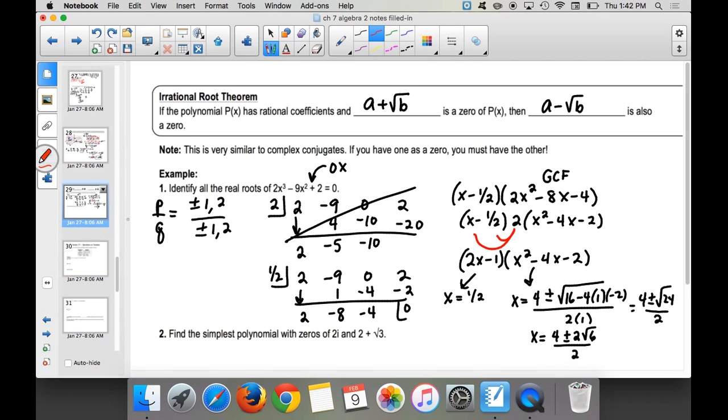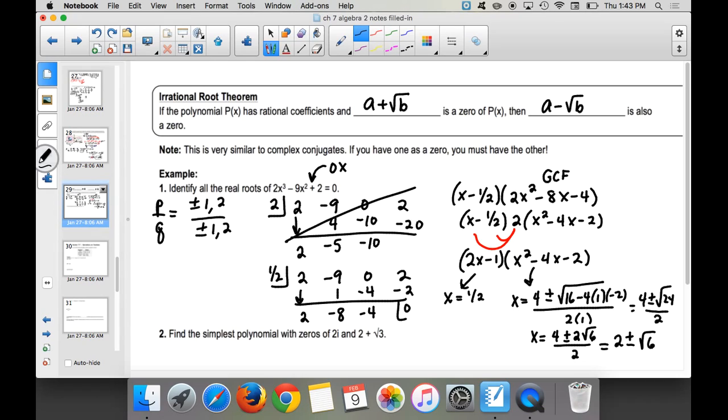So 4 plus 2 root 6 all over 2 is going to be 4 over 2 plus 2 root 6 over 2. So what do we get? Yeah, 2 plus or minus root 6. Do you guys see why, if you have an irrational answer, so if I had 2 plus the root 6, I also have to have 2 minus the root 6.